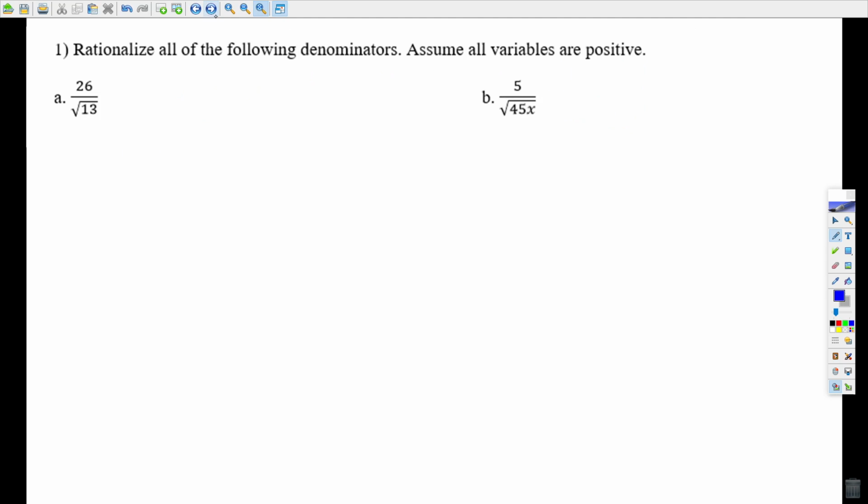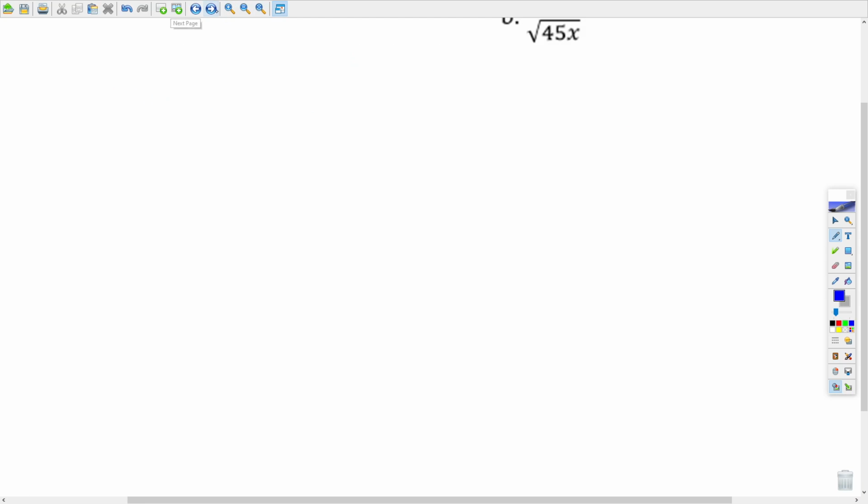Okay, so there's some team huddle problems to try. A and B.